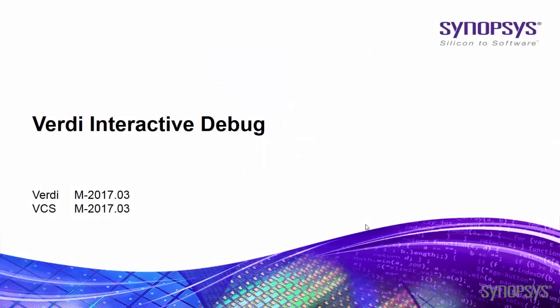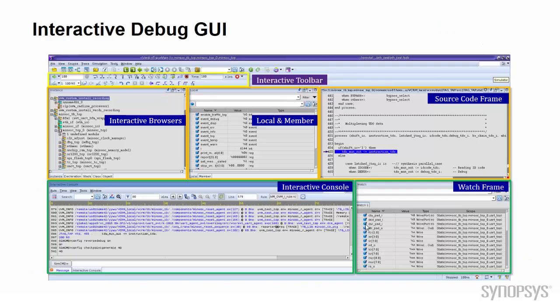In this video, we will be introducing Verdi Interactive Debug, and the lab will be demonstrated using Verdi and VCS 2017.03. Verdi Interactive Debug is a technology that allows you to easily set up the simulation environment and run simulation interactively to debug SystemVerilog test bench.